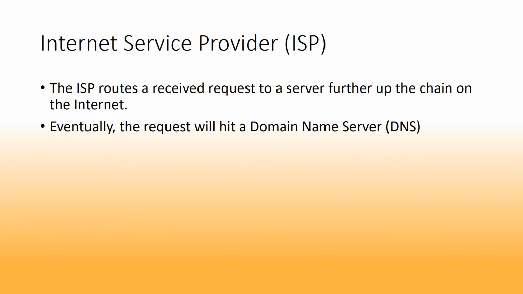And then there's your internet service provider. We kind of touched on this already. Your ISP is who connects you to the rest of the world. Could be Verizon, AT&T, Suddenlink, whoever. And so what they do is they route the request to a server further up the chain from you, and eventually the request will hit the domain name server and then go on to the server that you are sending the request to.